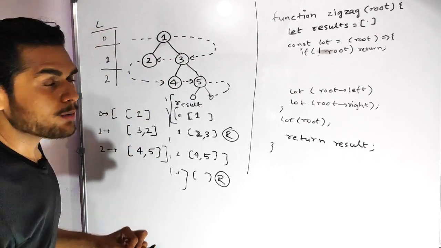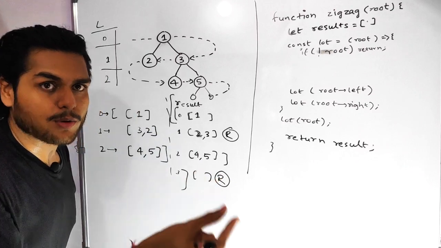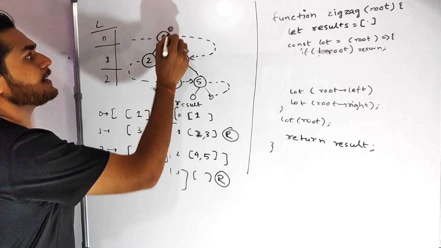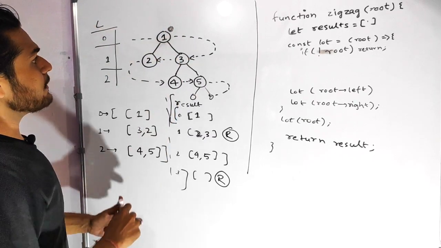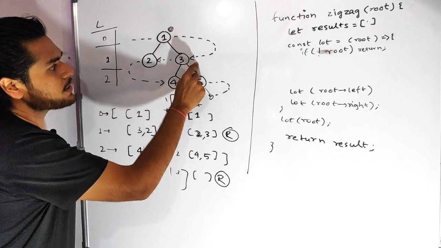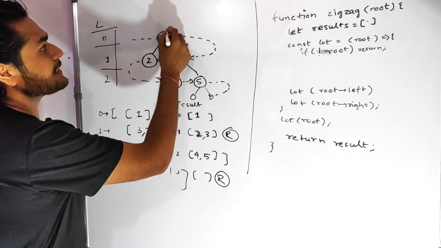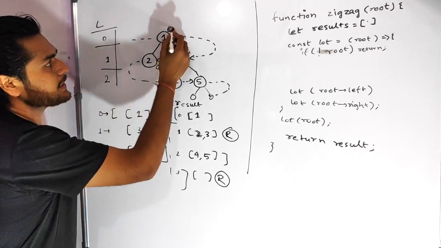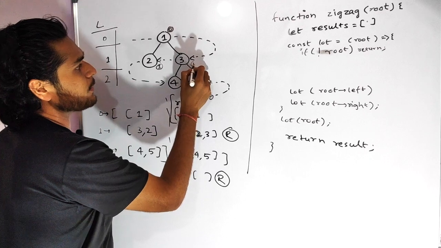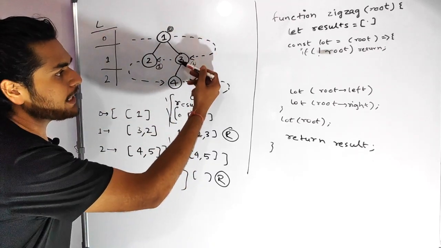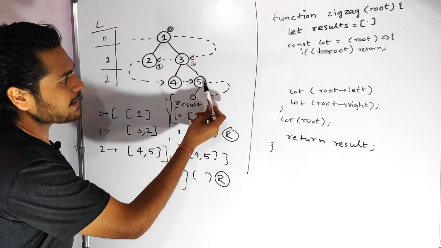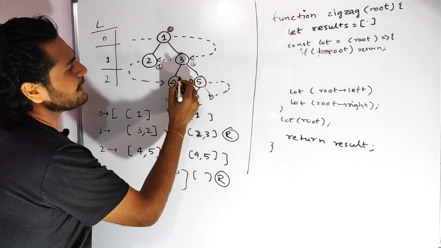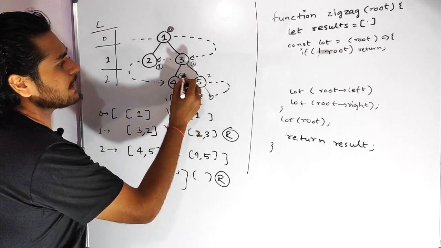For that we'll keep track of the level also. Initially let's keep our level as 0 over here. Then as and when we move towards left or towards right, we'll increase our level number. So when we move to 2 the level becomes 1, that's 0 plus 1, and for 3 also it becomes 1. Anytime we are moving towards left or right, going down the tree, we'll increase the level number. So over here the level becomes 2.